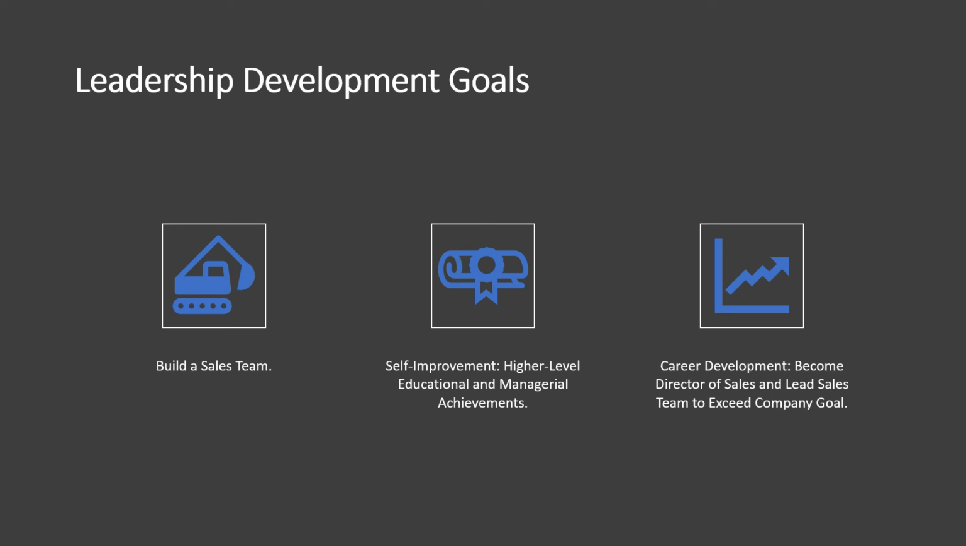Goal number 3 is career development. Become director of sales and lead the sales team to exceed company goals. The objective here, by July of 2025, that's 5 years, become director of sales at Fast Signs and lead the organization to over $3 million in annual sales. I say July because in the Fast Signs network, the sales year does not go by the calendar year. It goes from July 1 to June 30. That's the time period that looks at the center's sales. So in that time, I want to build my salespeople, build my team, and grow the company sales.